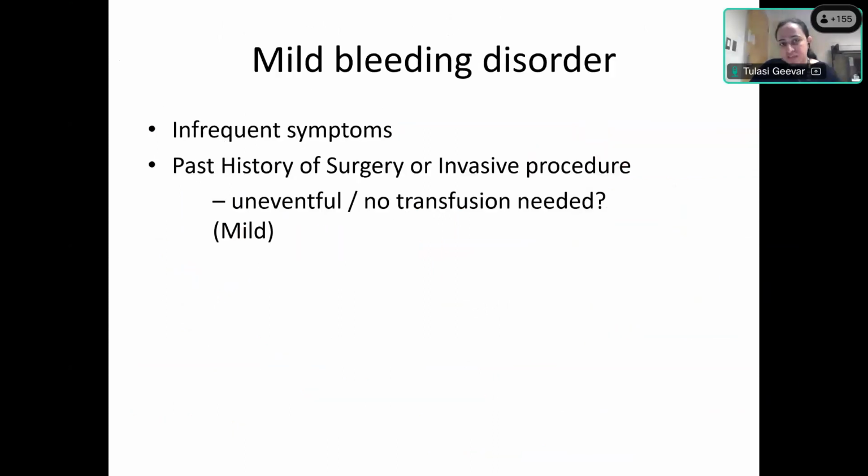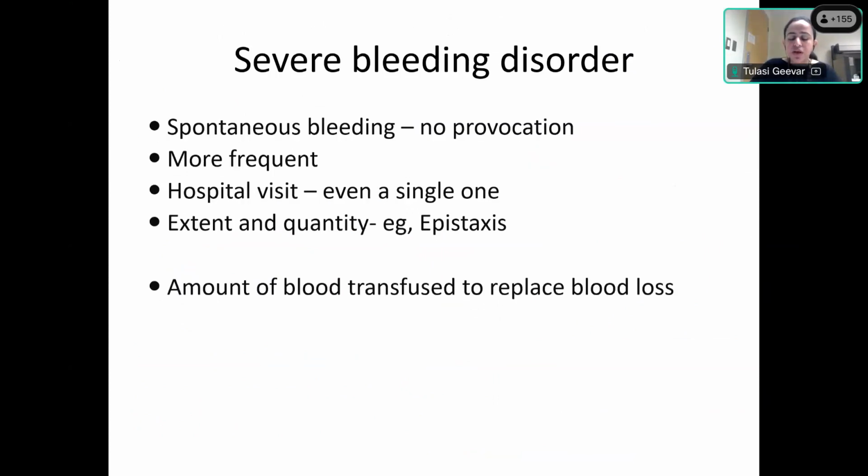A mild bleeding disorder usually has infrequent symptoms and usually bleed only with provocation and may not have required any transfusion, while severe bleeding disorders cause spontaneous bleeding without any obvious provocation, requiring more frequent hospital visits and more frequent bleeding manifestations, and the extent and quantity, that frequency is more. Now, this is very important because certain symptoms are quite common, like epistaxis, which can be trivial and may not be significant. So the frequency may be important to understand whether it is a significant bleeding symptom.